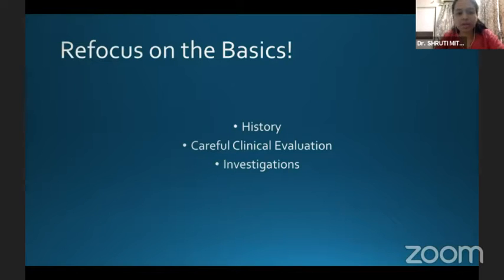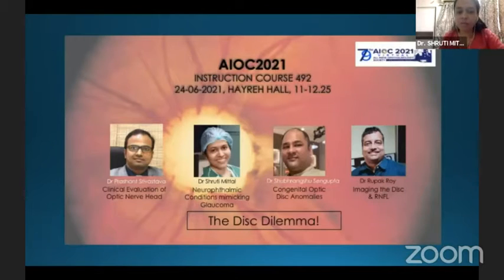So it basically highlights the need to refocus on the basics. The importance of history and careful clinical evaluation cannot be understated. And now we have a large armamentarium of investigations to guide us in reaching a diagnosis. So we have a wonderful lineup of speakers to help us here.